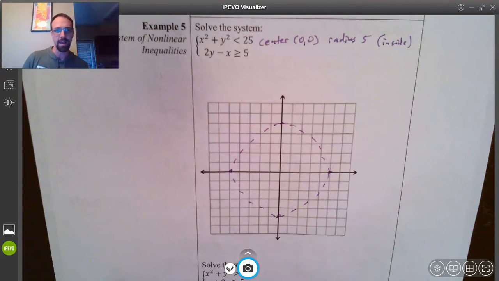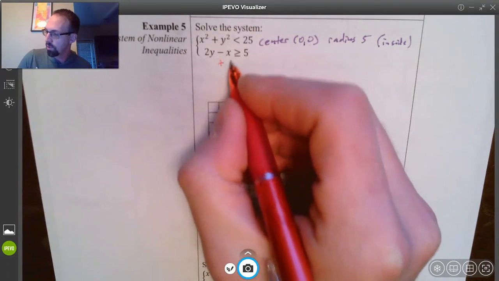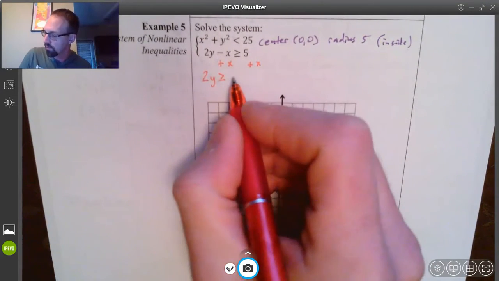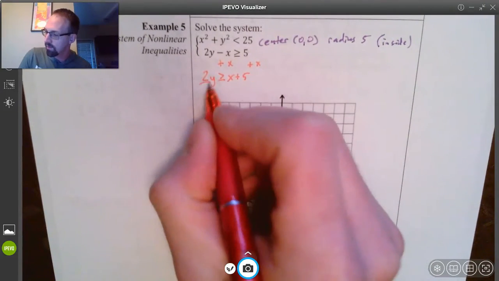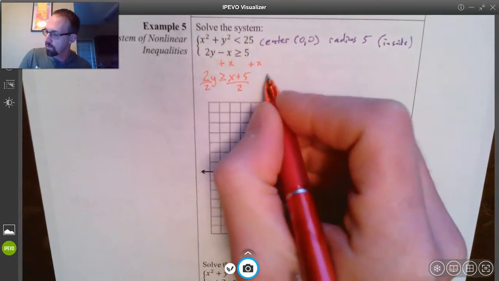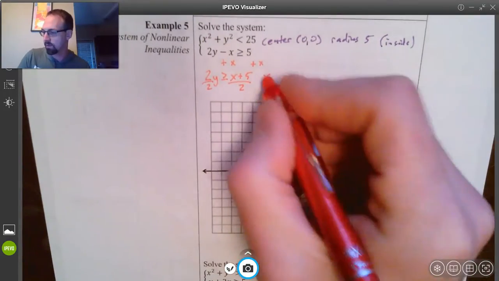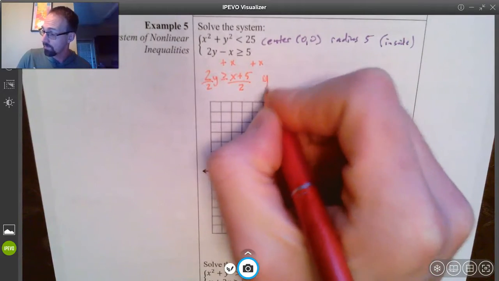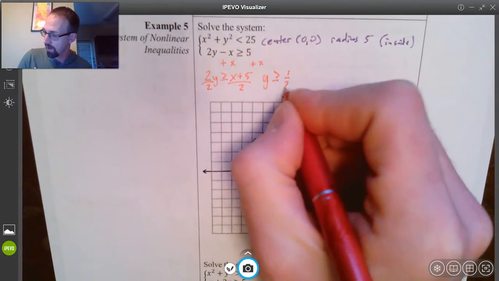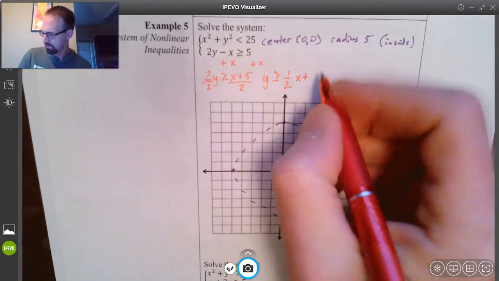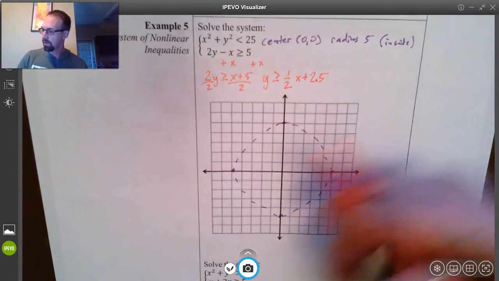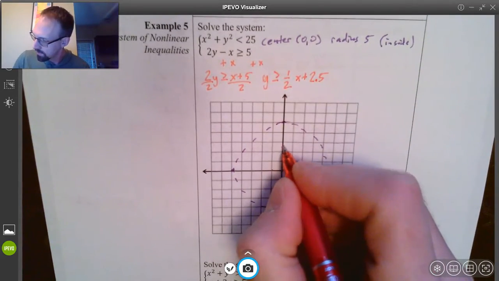For this next one, it's a line. I'm going to go ahead and put it into slope-intercept form. So I'm going to have 2y is greater than or equal to x plus 5, divide by 2 on both sides, and we get y is greater than or equal to 1/2 x plus 5/2, so 2.5. So that's going to be here.